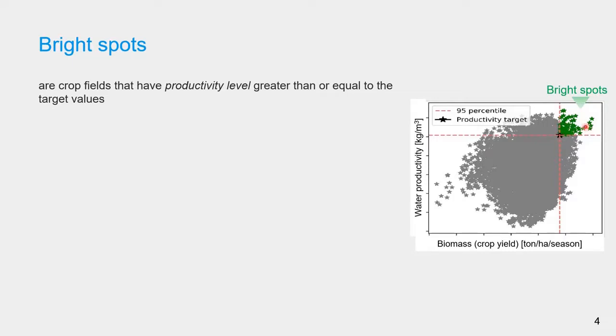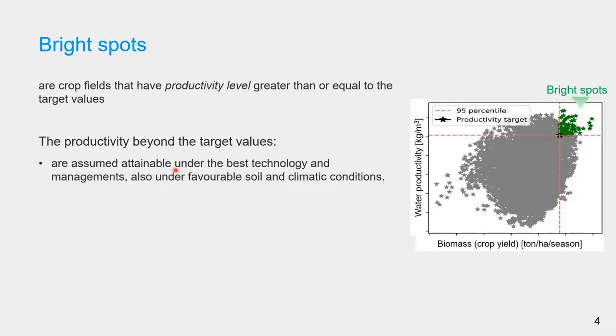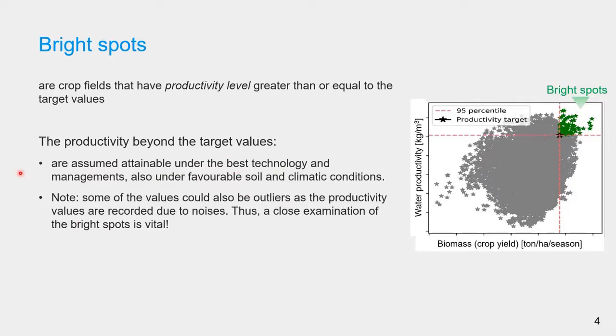The productivity beyond the target values is assumed attainable under the best technology and management, also under favorable soil and climatic conditions. Note that some of the values could also be outliers, as the productivity values are recorded with noises and uncertainties associated with the underlying data.